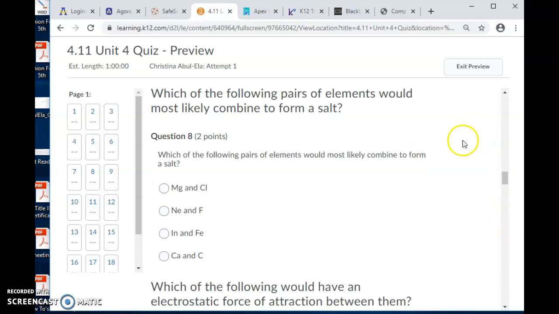Question 8. Which of the following pairs of elements would most likely combine to form a salt? Magnesium and chlorine, neon and fluorine, indium and iron, calcium and carbon.